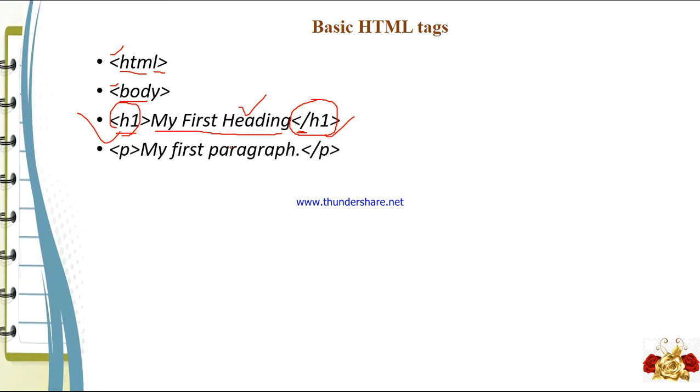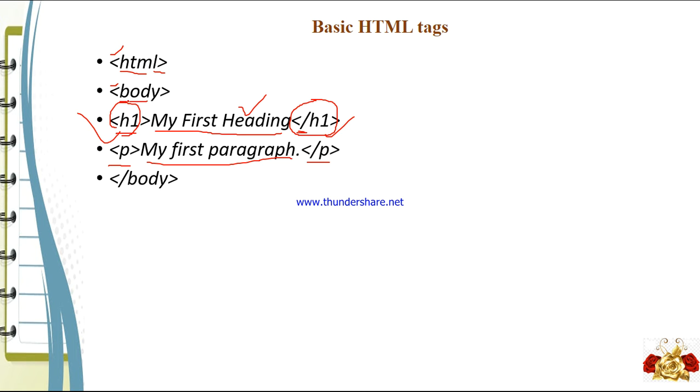Next, you have to display a paragraph. Use the tag P. This P also has an open angle and a close angle. You have to give the message: my first paragraph.